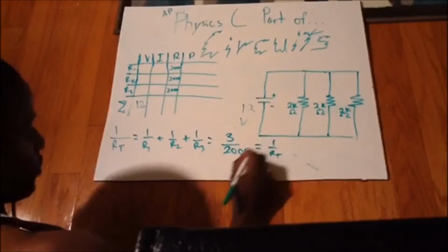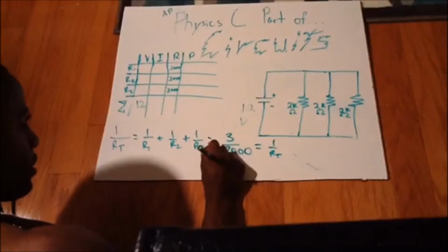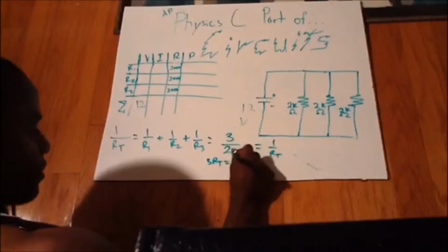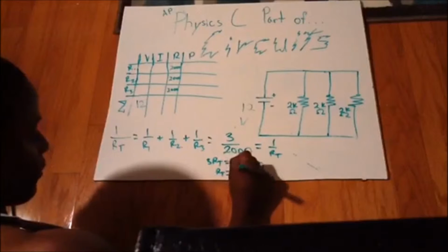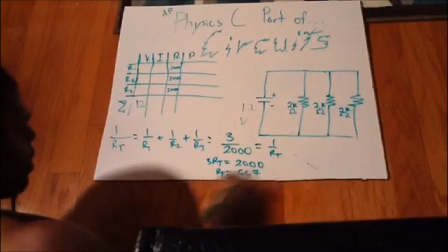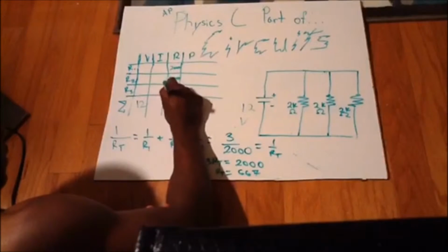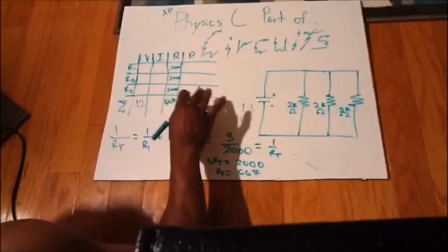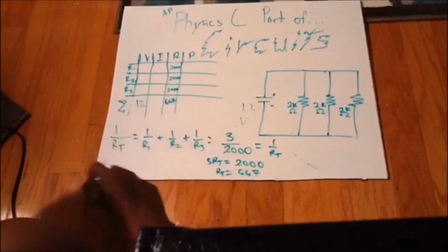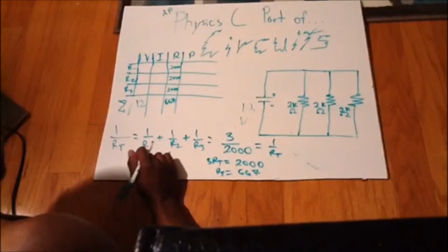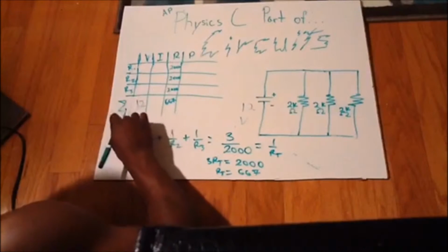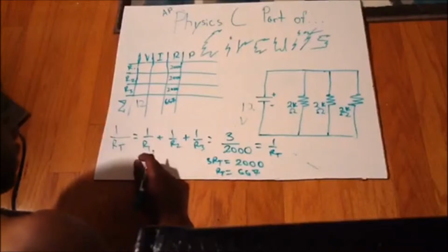So if we cross multiply, we will get 3 RT equals 2,000, and that will give us RT of 667 ohms. So if we put in 667 ohms, you actually notice this is smaller than each of the resistors. That is a key point when doing parallel circuits. So now we actually have voltage and resistance, we can find the current in the entire circuit.